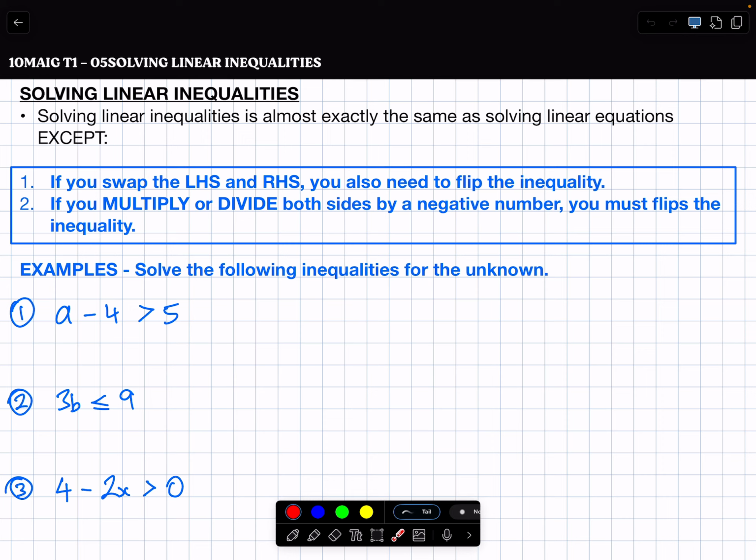Step 2, the only other difference between what you were doing last week and when it's an inequality, if you multiply or divide both sides by a negative number, you also flip the inequality. So in inequalities, you are doing the exact same thing that you did last week, right? But if you swap the left-hand side and right-hand side, you need to flip the inequality. If you multiply or divide both sides by a negative number, you must flip the inequality.